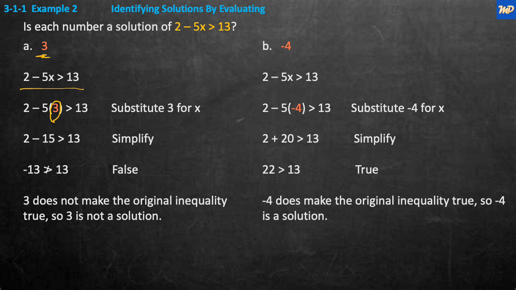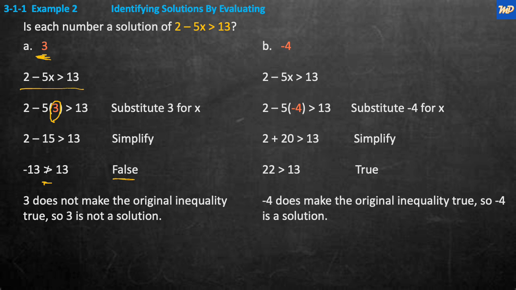So now the question is, is this true or false? Well, we're going to simplify the 5 times 3 and make that 15. So we have 2 minus 15. Is that greater than 13? Well, no, because negative 13 is not greater than 13. So this is false. 3 does not make the original inequality true. So the 3 is not a solution to this inequality.